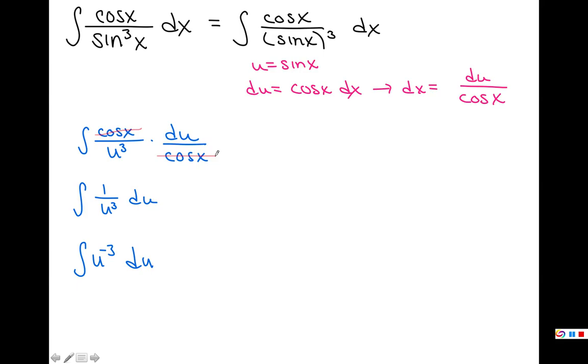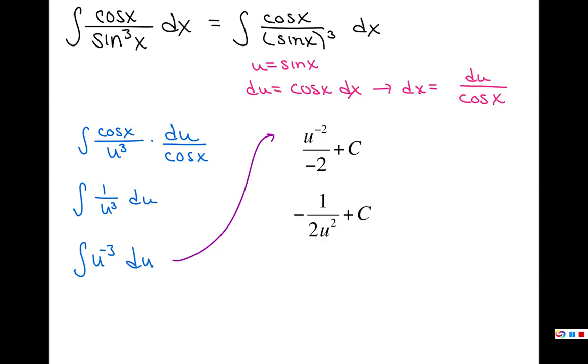So now we're left with 1 over u to the 3rd. That's the same thing as u to the negative 3. This is something that I can integrate by adding 1 to the exponent. I get u to the negative 2 over negative 2 plus c. I'm going to move that u to the negative 2 to the bottom, so I can rewrite that as 1 over negative 2u squared plus c. And then finally, I want my final answer to be in terms of x. So I'm going to replace that u with sine x. So I've got negative 1 over 2 sine x squared plus c.